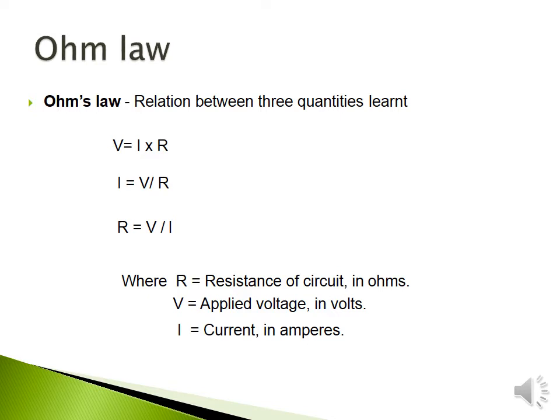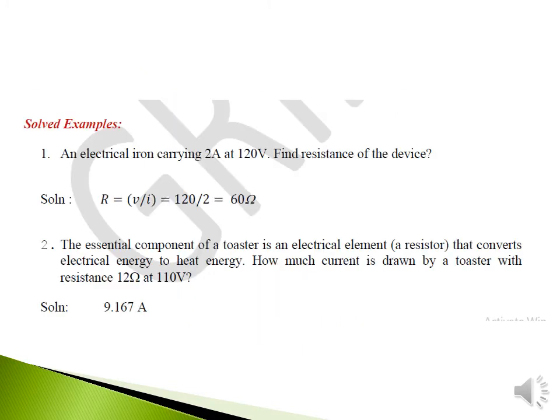Here is Ohm's law, the relation between three quantities. V is equal to I into R. Then I is equal to V by R. Simple mathematics. R is equal to V by I, where R stands for the resistance of the circuit in ohms, V is the potential difference or applied voltage measured in volts, and I is the current having the unit ampere.